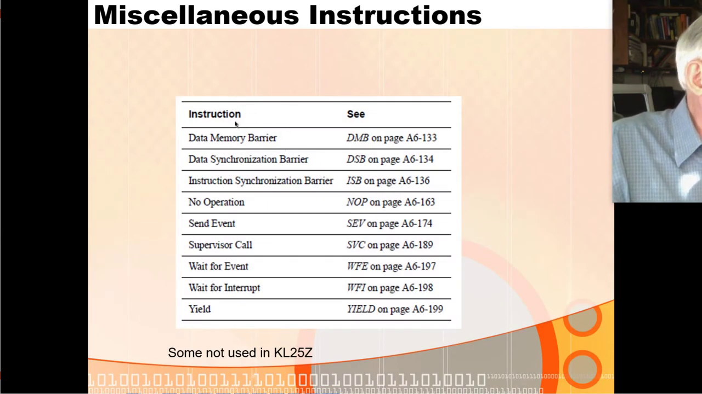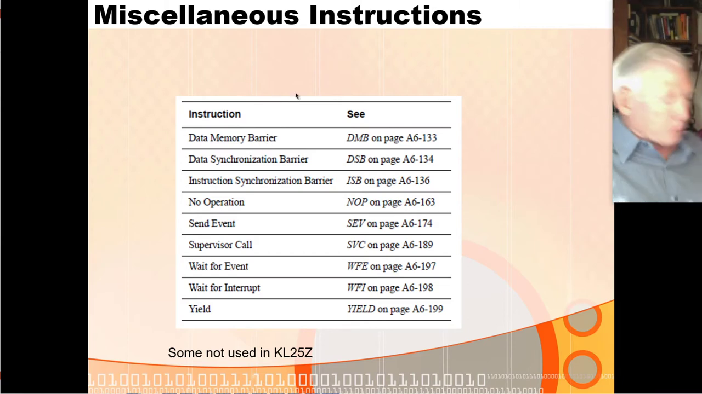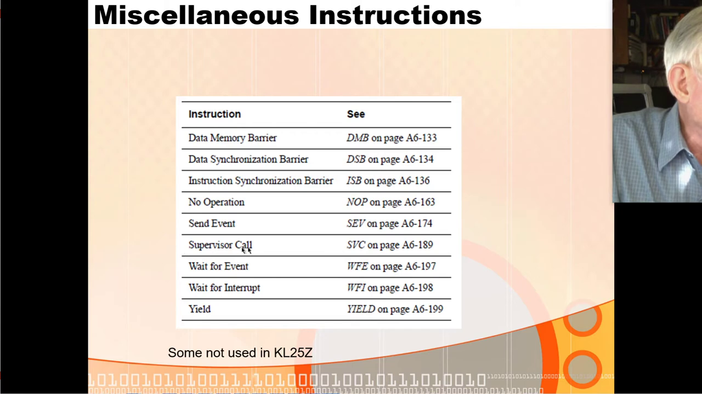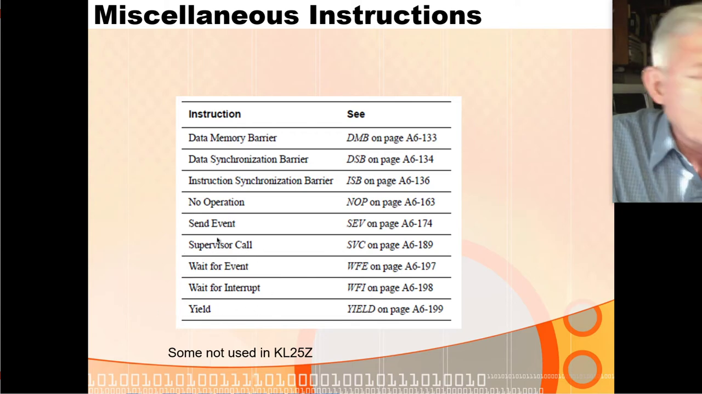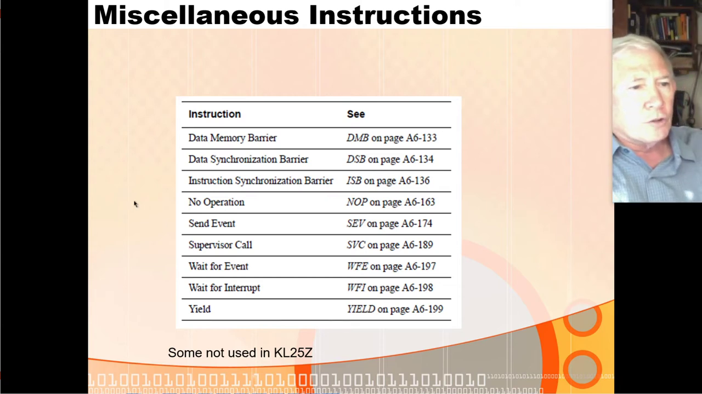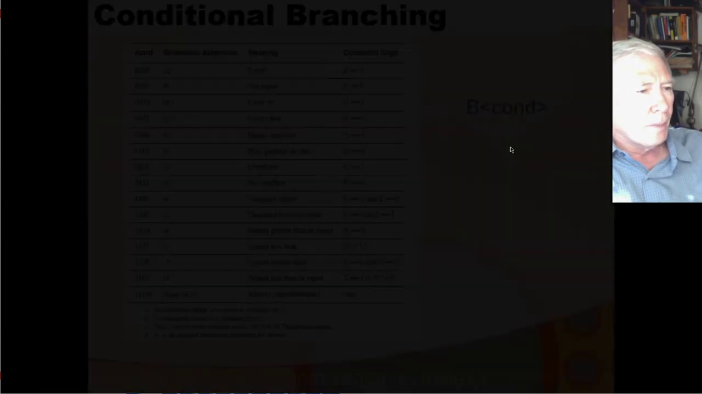And then here's some real miscellaneous ones where you can set up restricted areas in memory, no ops, and then these are the interrupt, send event, supervisor call, wait for event, wait for interrupt, yield. These are things that would be used if you actually had the ability to run user code and supervisor code, but this chip runs everything in supervisor mode anyway, so.